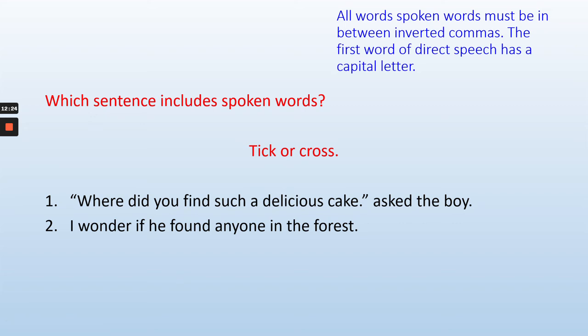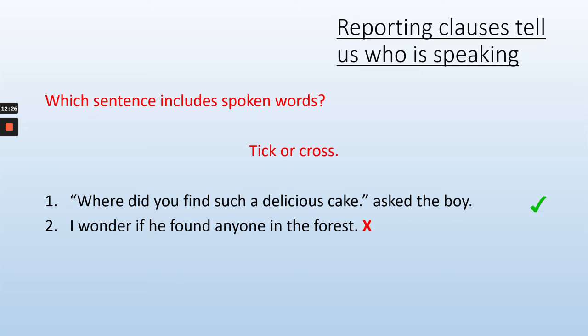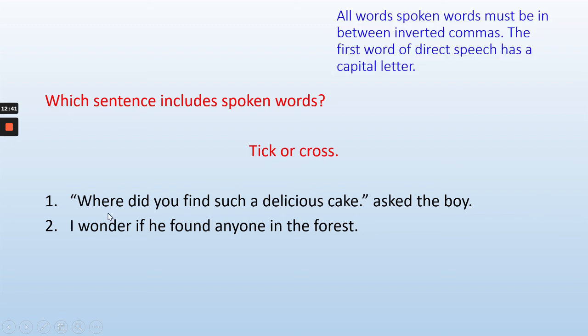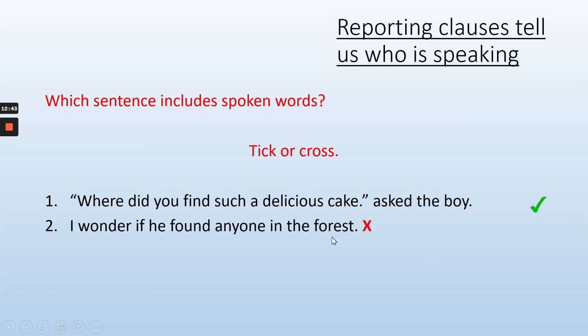Let's see how you went. Did you have number 1 as the correct answer? "Where did you find such a delicious cake?" You can see number 1 has inverted commas, and all the words inside the inverted commas are direct speech or spoken words. Number 2, I wonder if he found anyone in the forest. There are no inverted commas there. So we don't know that that is spoken words.